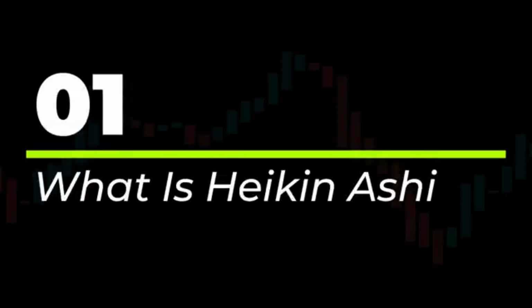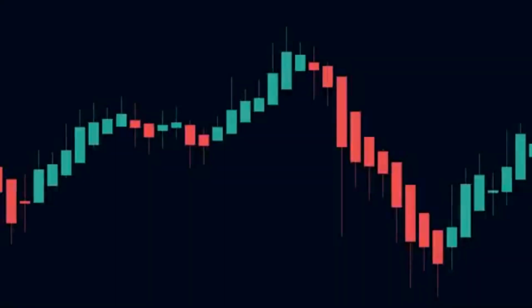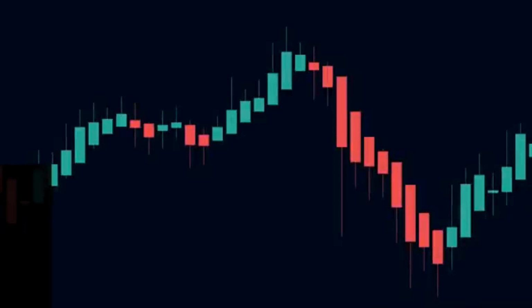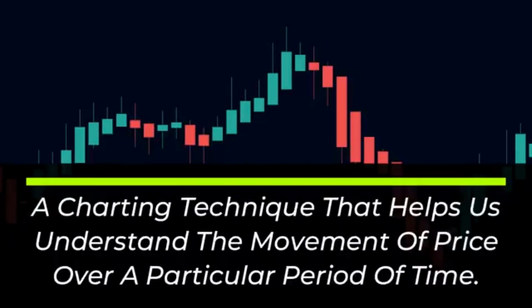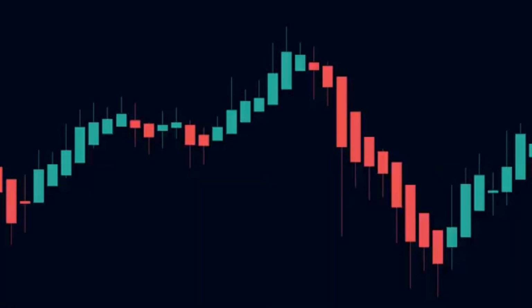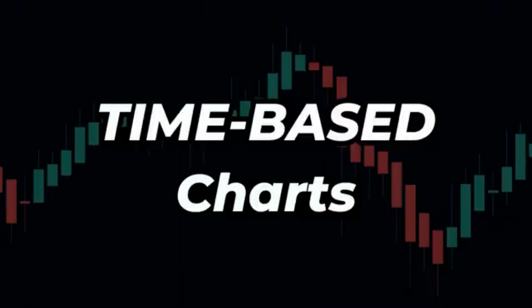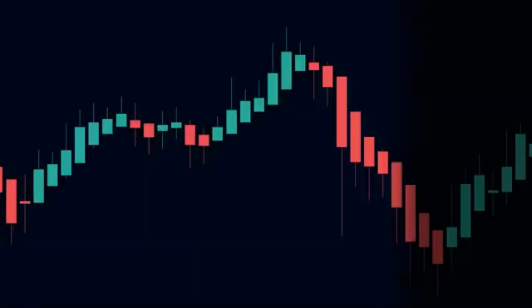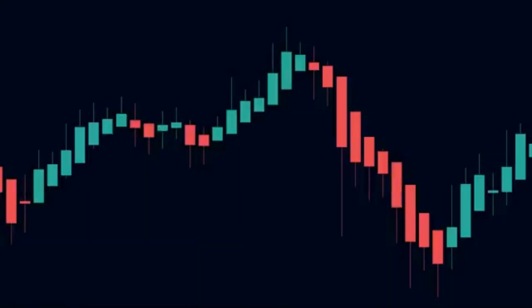Let us understand what Heiken Ashi is. Just like candlesticks, Heiken Ashi is also a charting technique that helps us understand the movement of price over a particular period of time. The Heiken Ashi charts are a bit similar to candlesticks. Just like candlesticks, Heiken Ashi charts are time-based. Therefore, on a daily chart, one Heiken Ashi bar will represent the movement of the price during one single day.